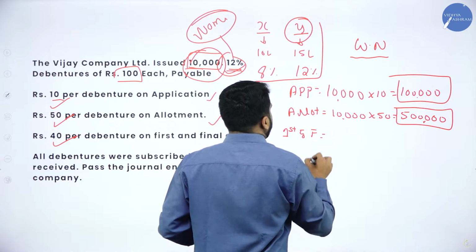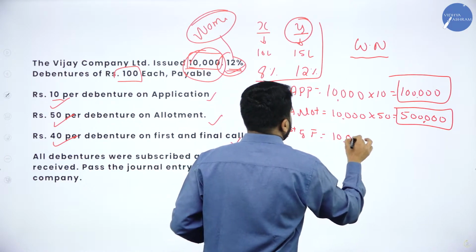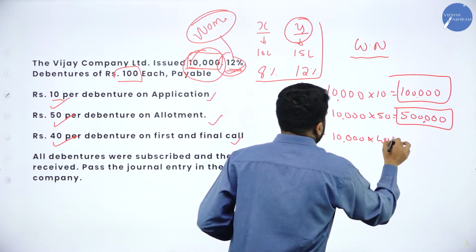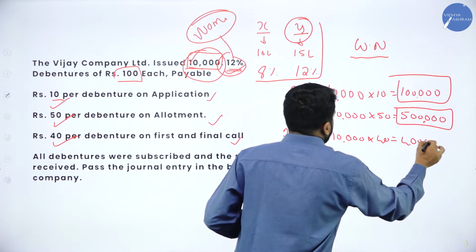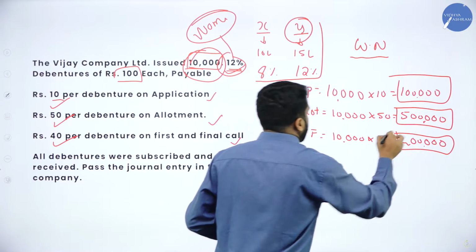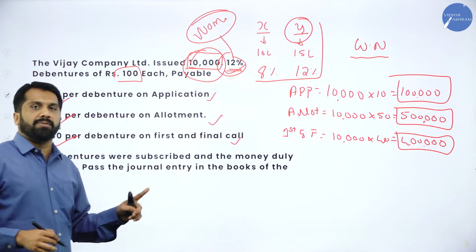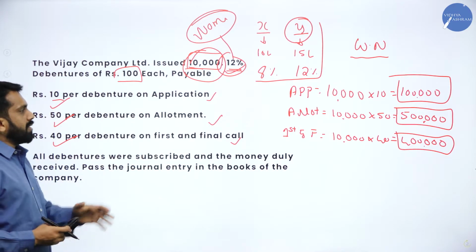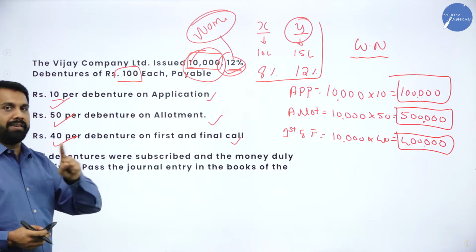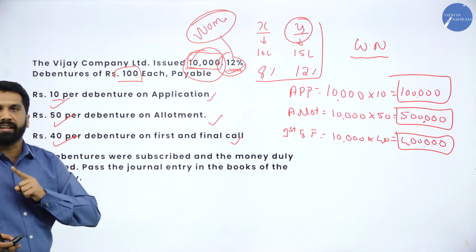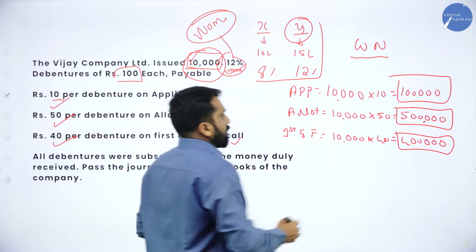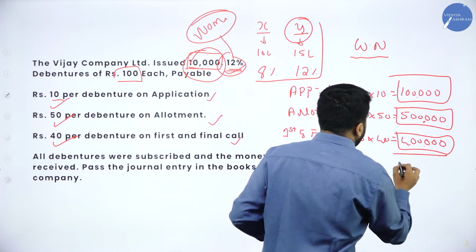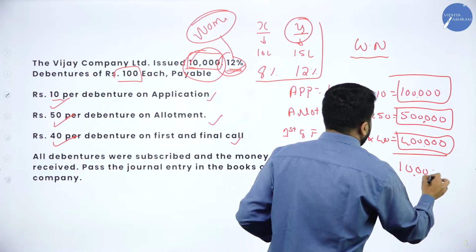First and final call. Number of shares 10,000 multiplied with how much? 40. So this will be 4 lakh. Your application is done. Allotment is over, as well as first and final call also over. Whatever calculation you have done, whether it is correct or wrong, how to find out? Yes, 1 lakh plus 5 lakh plus 4 lakh. Total is how much? 10 lakh.